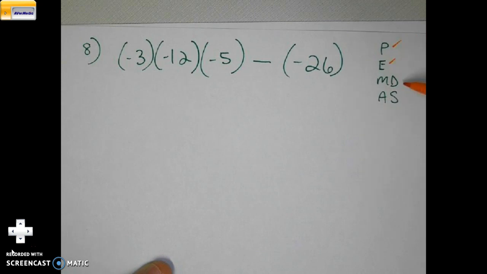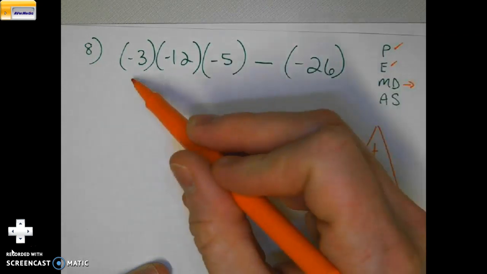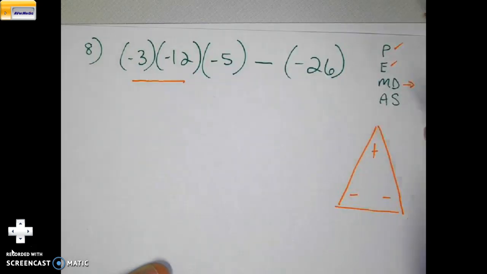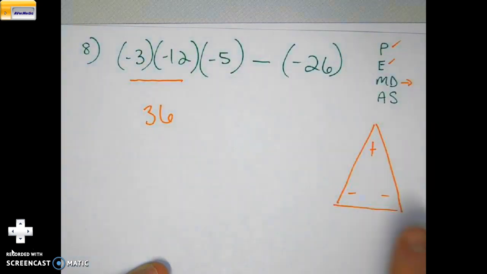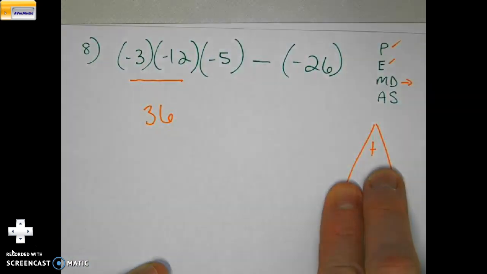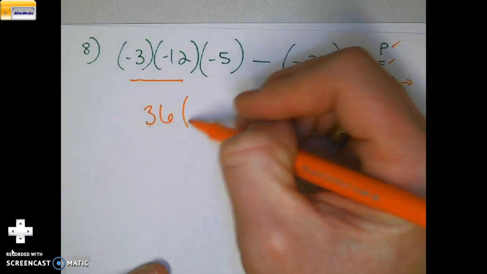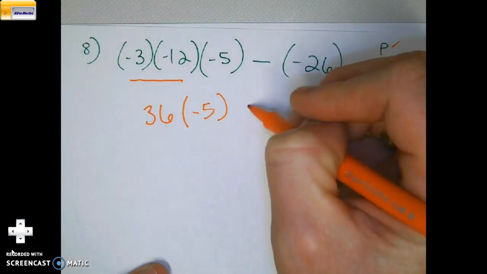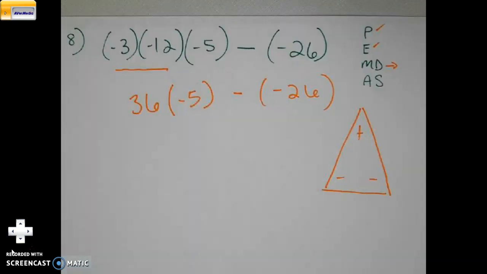There are no exponents, but now we are going to multiply from left to right. Okay? So as I go from left to right, first of all, I'm going to draw a triangle because we definitely need it. Okay? First thing we're going to do is we're going to multiply these two. 3 times 12. Well, 3 times 12 is 36. But what is a negative divided by a negative? Positive. So that stays the same. 36, I'm going to bring down this, -5, minus -26.